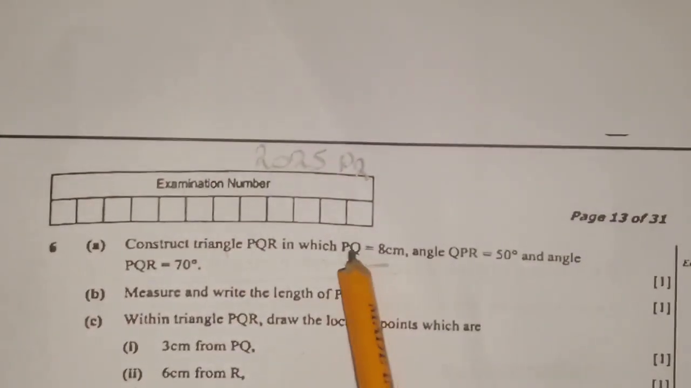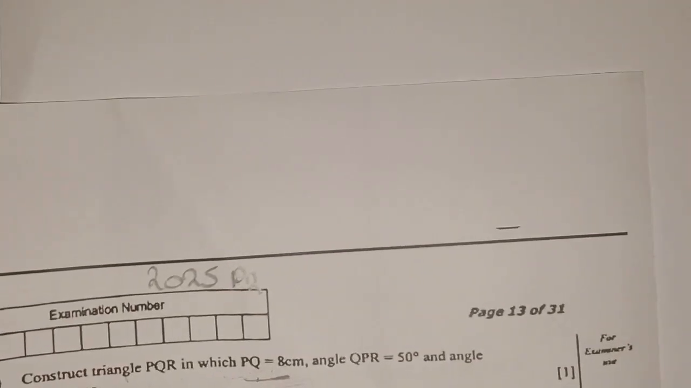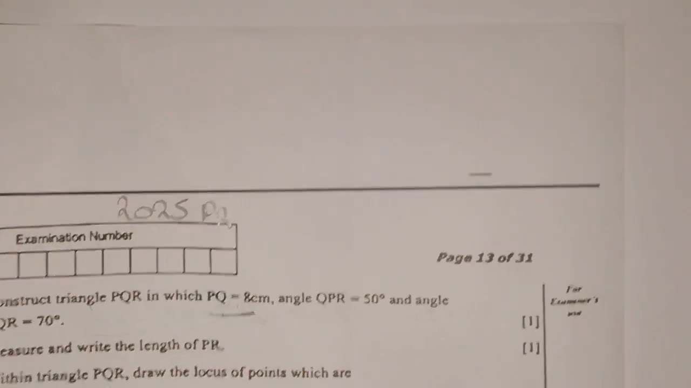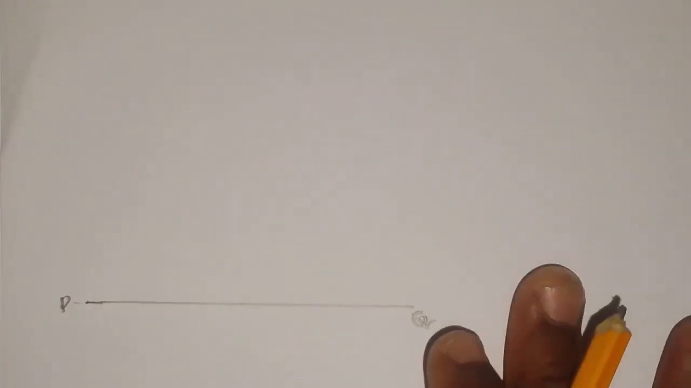This line that we have drawn is PQ. So we're going to label this as P and this as Q. And remember, PQ is equal to 8 centimeters. So this line that we have drawn will be 8 centimeters. After this, you now go back to your question.